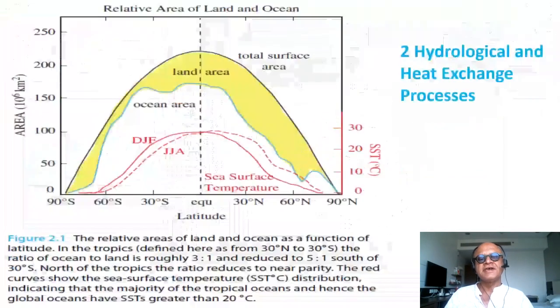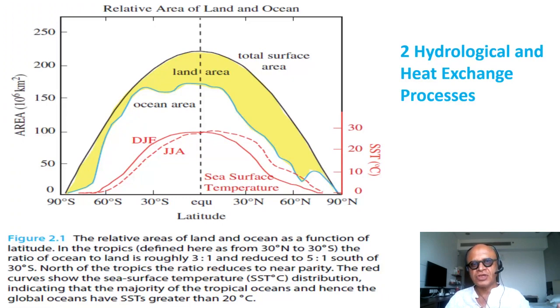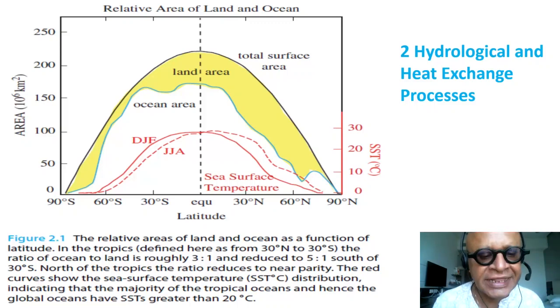As the title says, this chapter is on hydrological exchanges and heat exchanges. So Peter takes a different approach in this book in terms of organizing the flow of topics. Here we are going to look at the freshwater flux between the land, ocean, and the atmosphere, and then heat exchanges between the land, ocean, and the atmosphere.